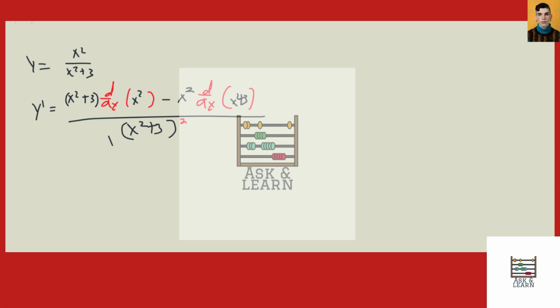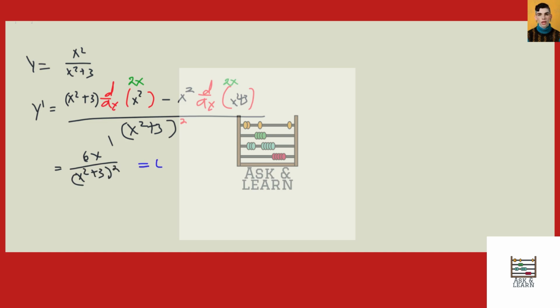Alright, now we know the derivative of x squared is just going to be 2x, and the derivative of 3 is just 0. Now let's go ahead and do a little bit of algebra, and once we simplify everything, we should just be left with 6x over x squared plus 3 squared.